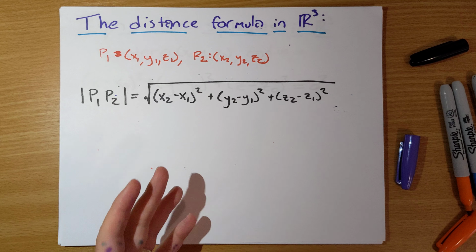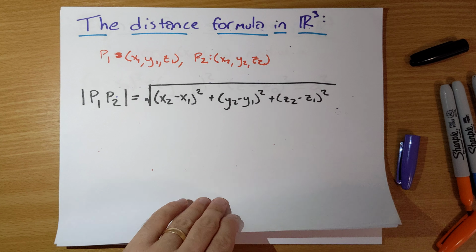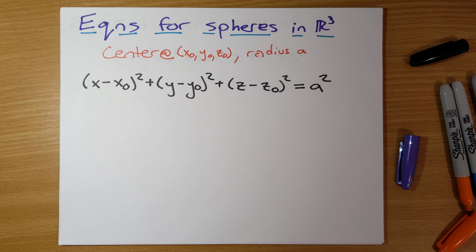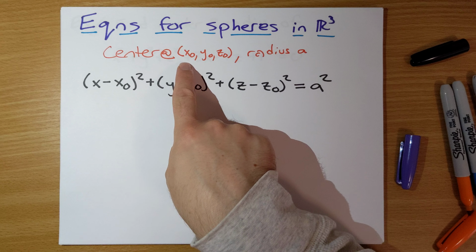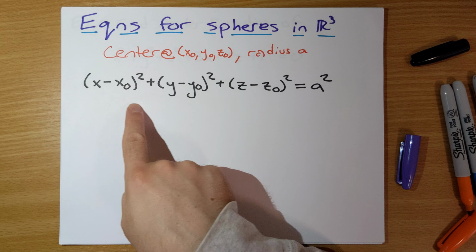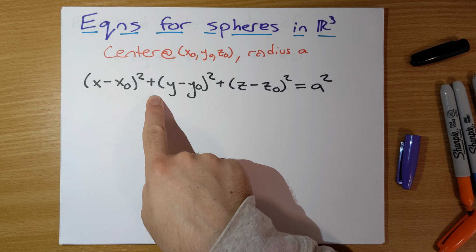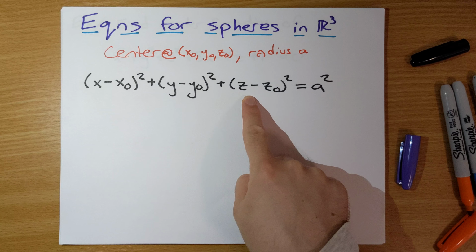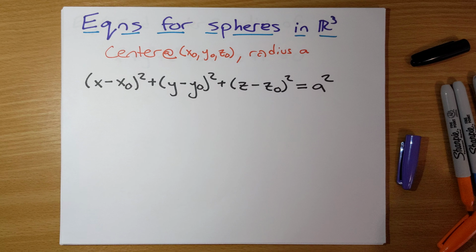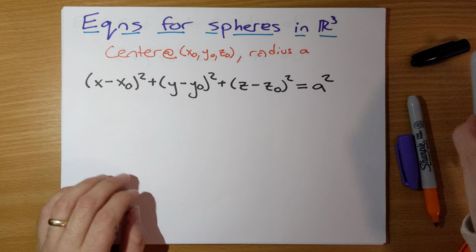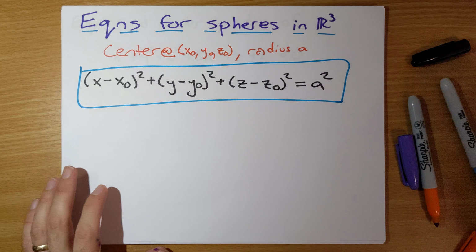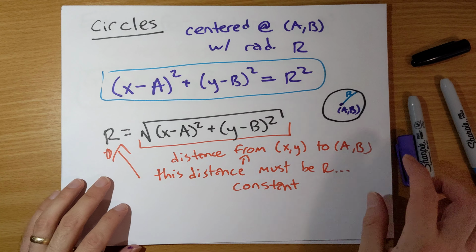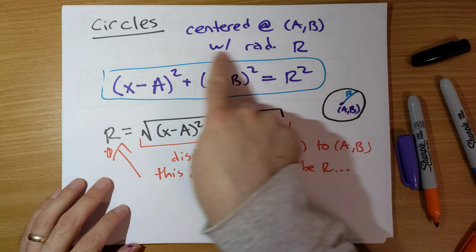We had this distance formula here in R³. Now let's think about equations for spheres in R³, spheres in space. So here we have radius a, center at (x₀, y₀, z₀). The equation here is (x − x₀)² + (y − y₀)² + (z − z₀)² = a². So this right here is the equivalent in three-dimensional space of our generic circle equation.